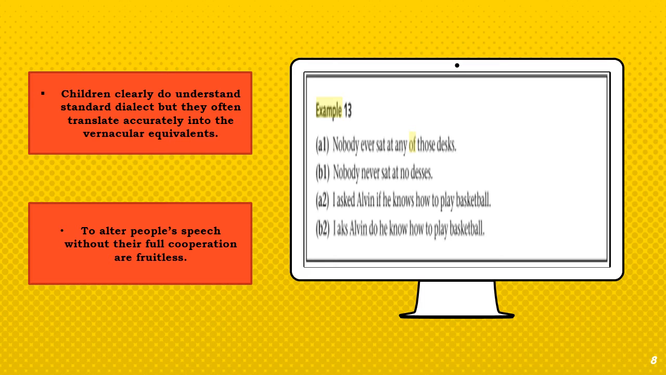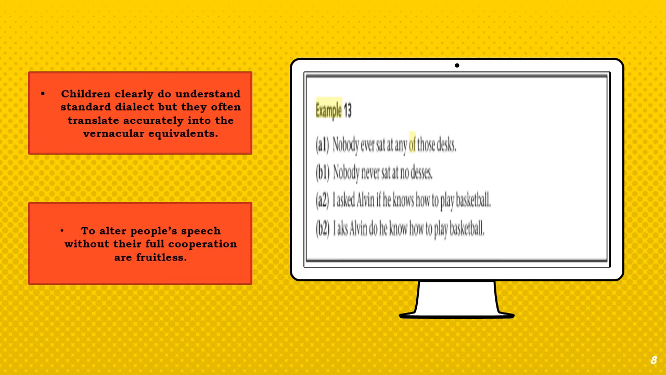So, from this example, sociolinguists have shown that in certain communities, kids clearly comprehend the standard language, since when they are asked to repeat sentences in the standard, they regularly translate them directly into the vernacular equivalents, as the pairs of sentences in example 13 illustrate.